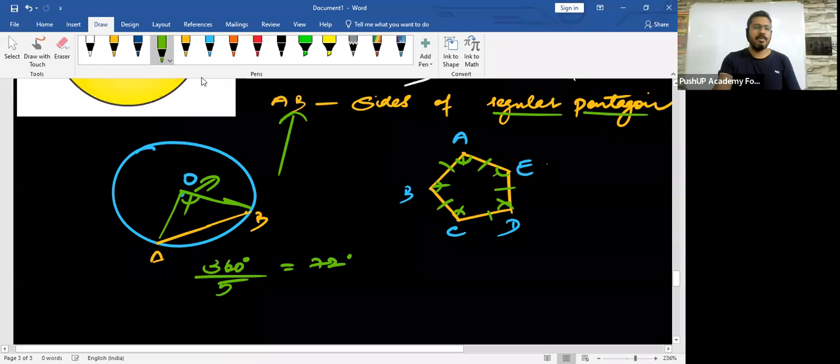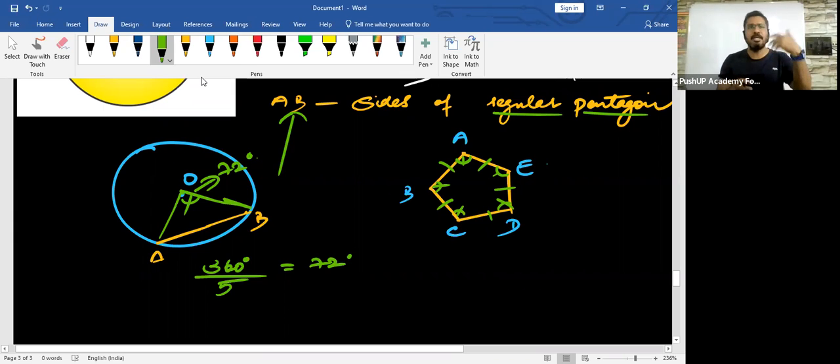So always remember, children, if the given chord happens to be the side of a regular pentagon, the angle subtended by that chord at the center would be how much? 360 by 5, which is equal to 72. Okay, 72. I will generalize this property not now, but later. You try to understand it for each and every polygon.